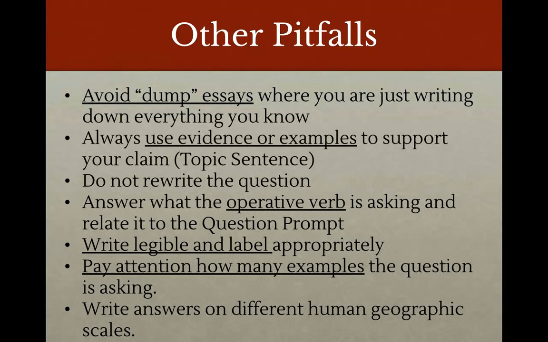Again, review what we talked about earlier in the presentation. Those operative verbs you most likely will see are going to be identify, explain, define, maybe describe, and maybe analyze. Or it might be explain and give examples. Make sure you write legibly and label. Pay attention to how many examples the question is asking you if it does state examples. Write answers on different human geographical scales. So human geographical scales are going to be local scales, state scales, regional scales, global scales. Those are important geographical scales you're going to be writing on.